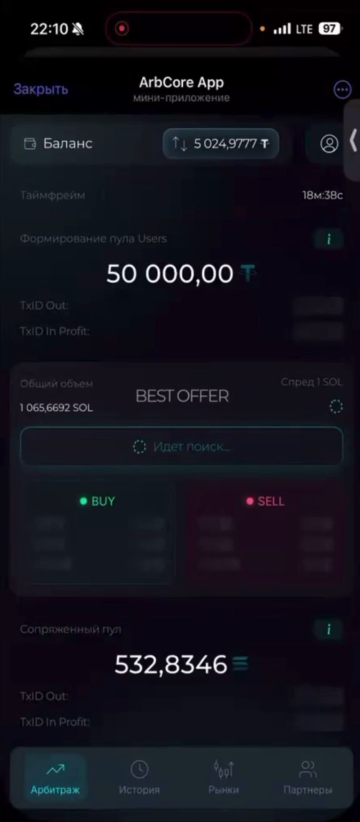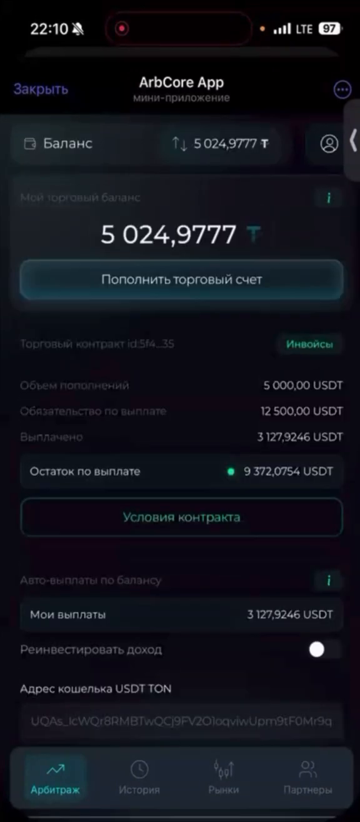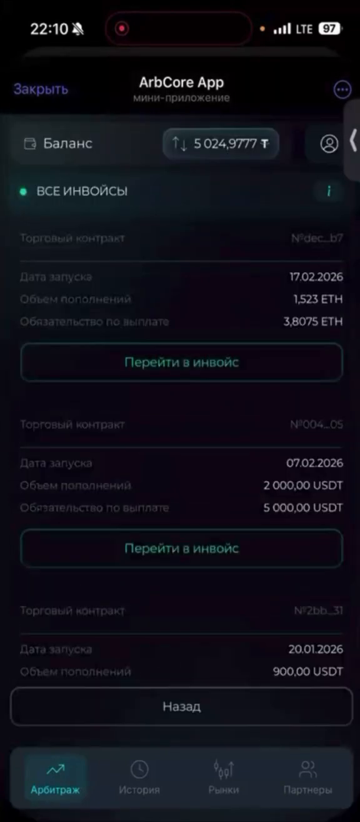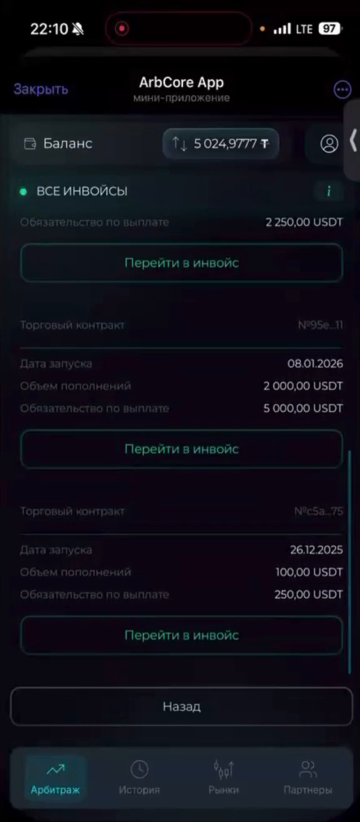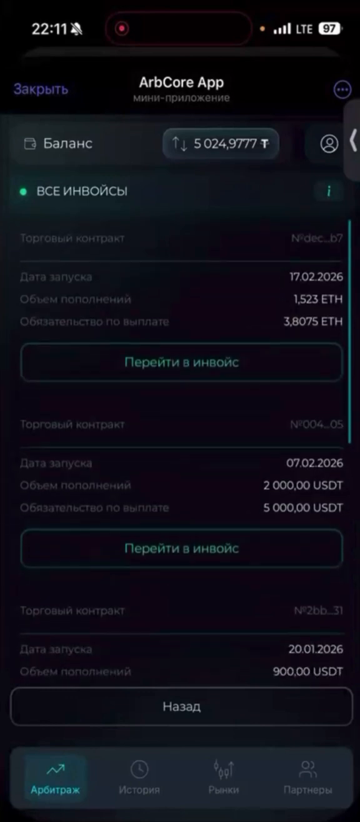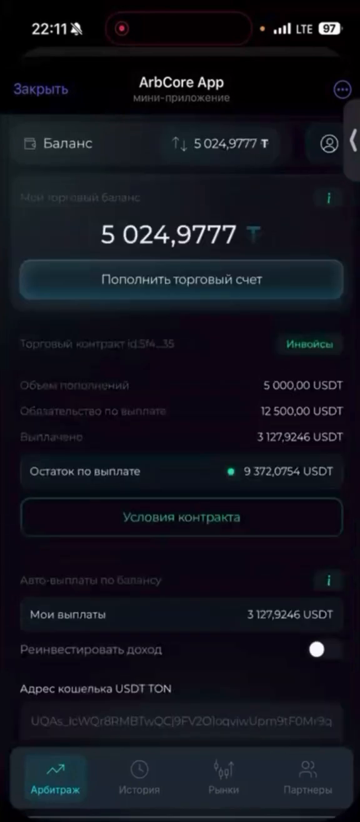Let's go upstairs now to the balance sheet and see that I have $5,000 here. The main offer for passive investors from the company is 2.5x for 3 to 5 months. That is, we can get a net profit of 150%. If you invested $1,000, the maximum you will receive is $2,500.